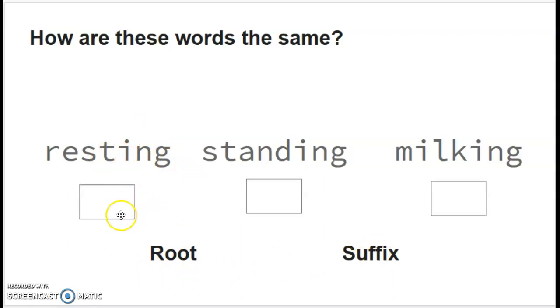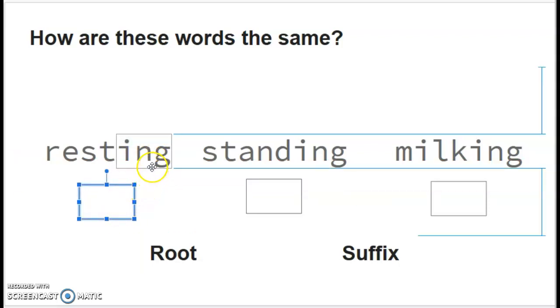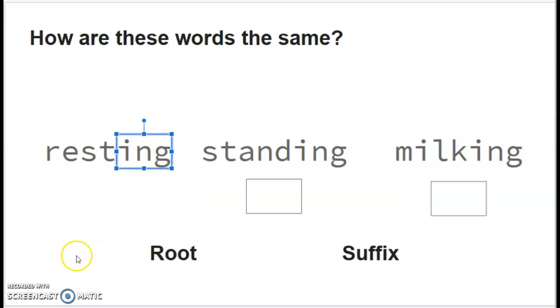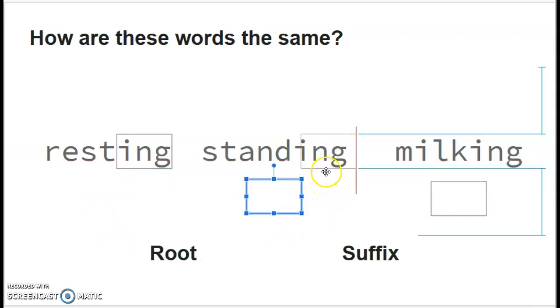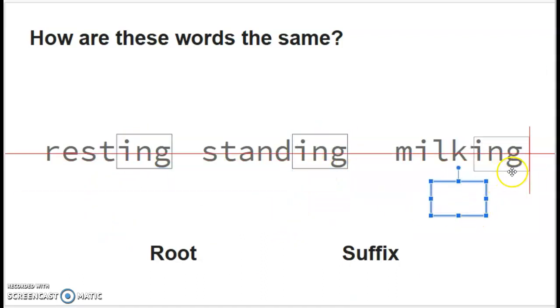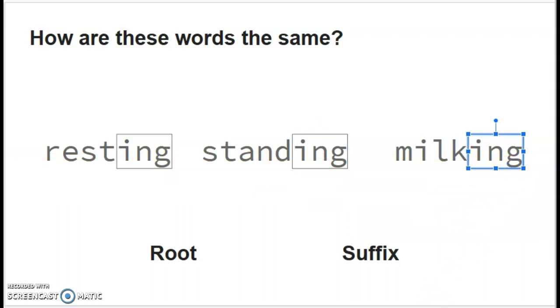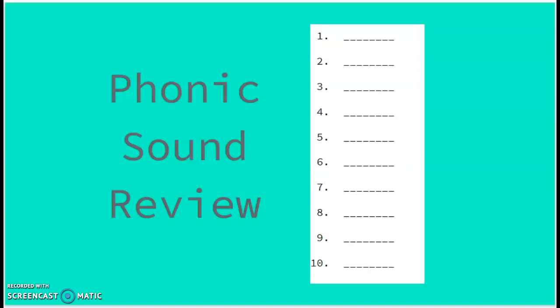Resting. Now when we code this word, we're coding the suffix ing. We code it with a box around it, just like we do with our suffix s that tells us more than one thing. Our suffix ing is also going to be boxed in. Ing will come at the end of words. Go ahead and get out your worksheet. Let's do 1 through 10.